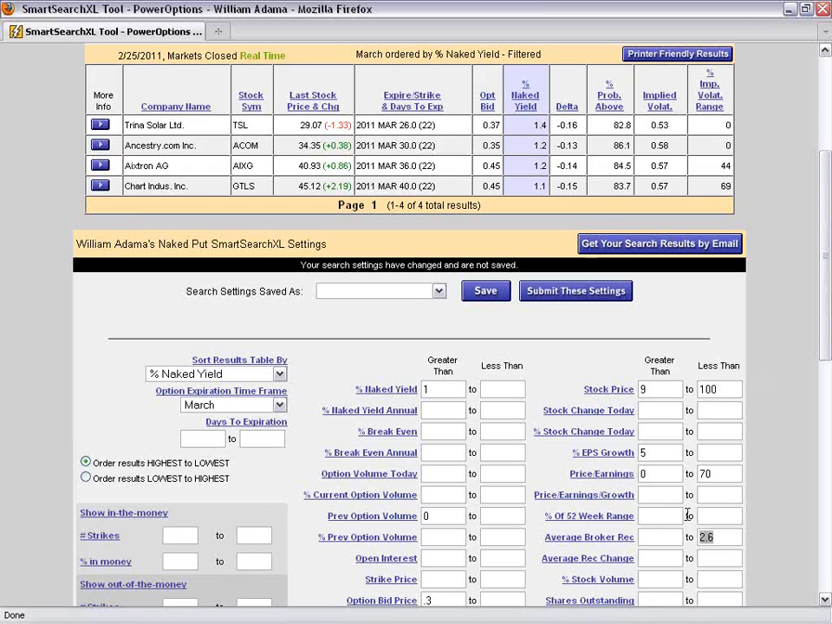In that case, instead of looking for an average broker recommendation of less than 2.6, I might look for an average broker recommendation of greater than 3 or greater than 3.5. So now I'm looking only for those between a hold and a sell or a strong sell recommendation. Okay, so that's the ratings for the average broker recommendations based on the Zacks scale.